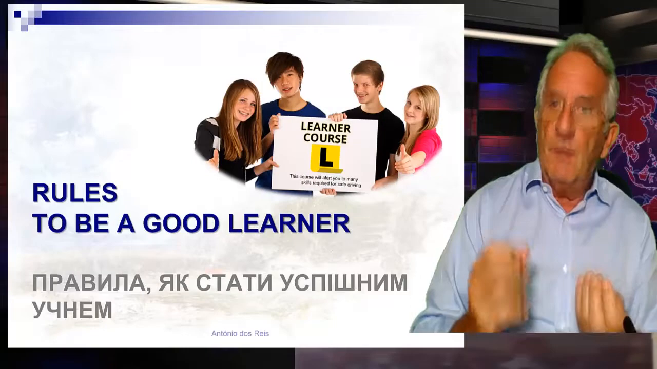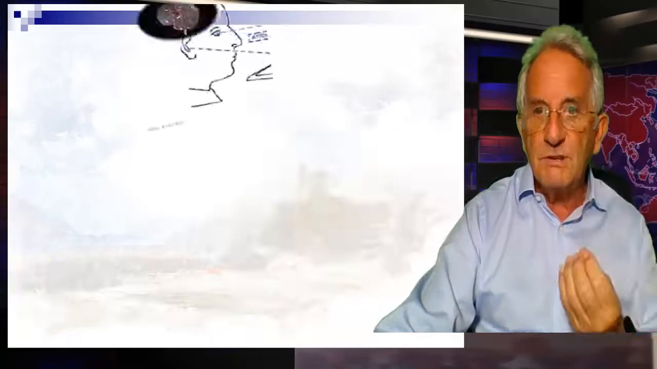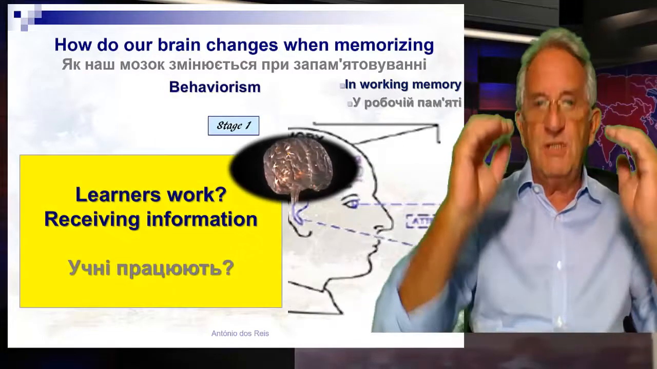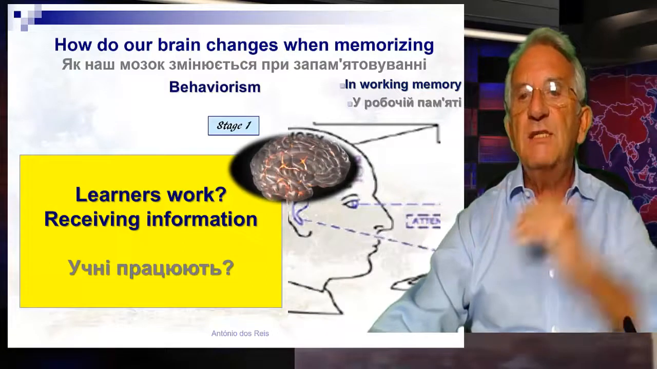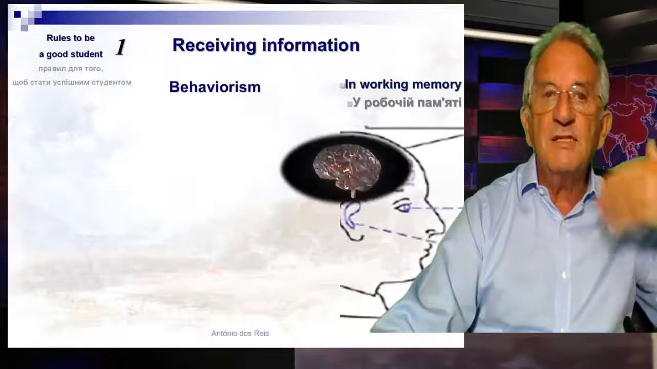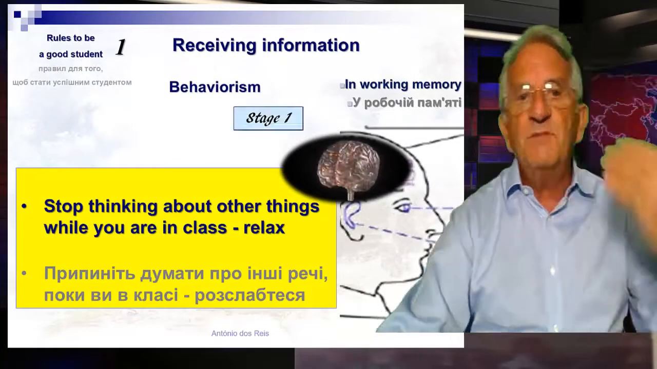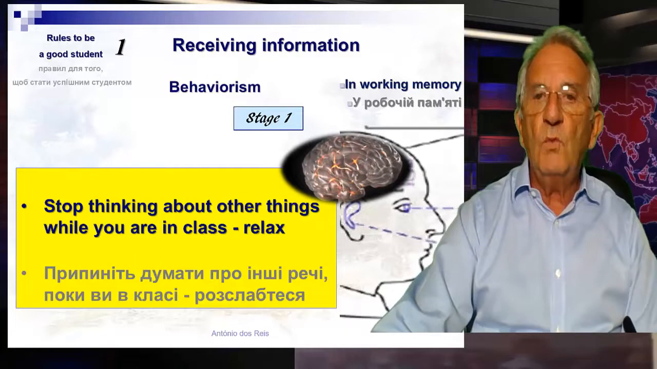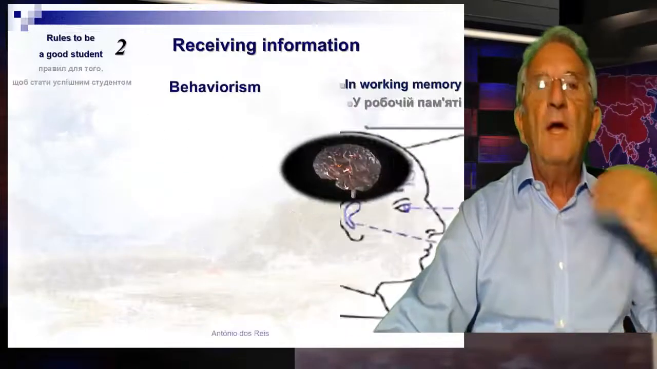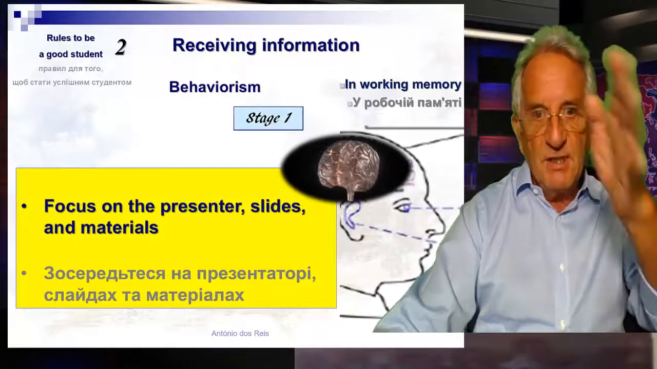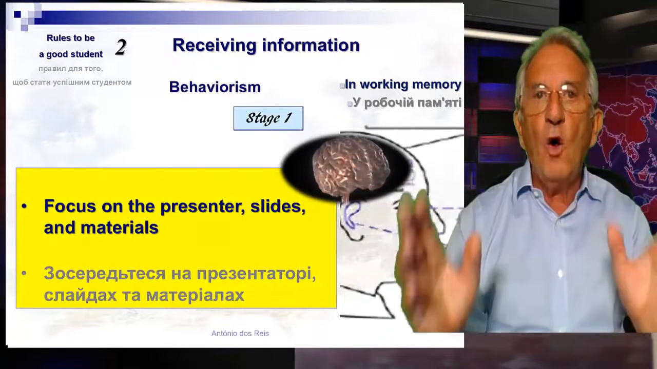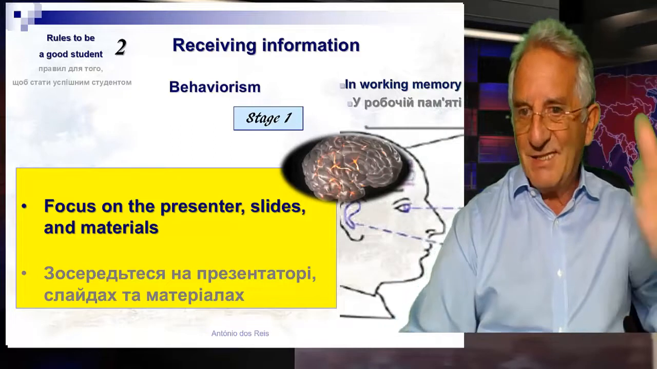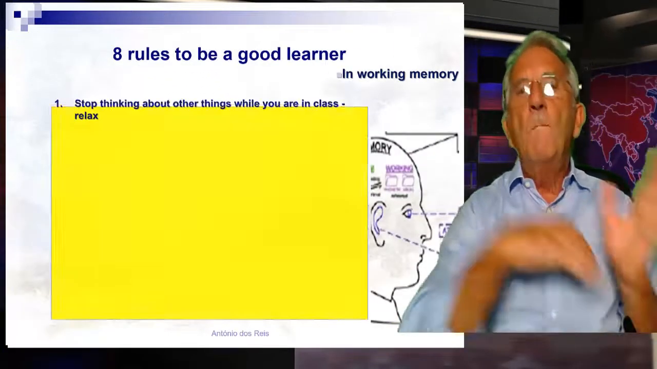So, rules to be a good learner. It's important to know this, and let us reflect about it. The learner's work is the first stage, when our brain starts to adjust to what is being learned. Rule number 1: stop thinking about other things while you are in the class, and relax. Pay attention to what your teacher is presenting. Rule number 2: focus on the presenter, on the slides, and on all materials of didactic communication available. This is extremely important. But there are more rules.